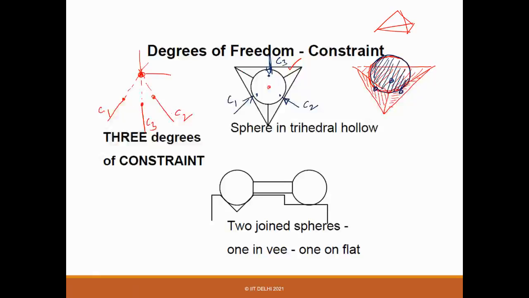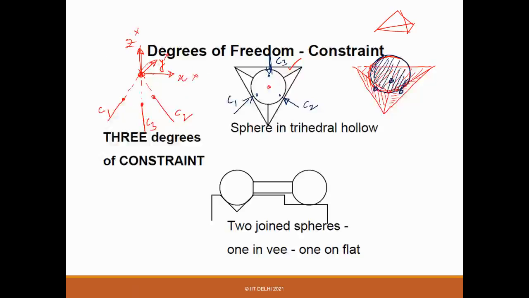So now if you talk about X, Y, and Z translation of this point, it cannot move. If you talk about this point, it cannot move along C1, C2, or C3. So all together, if you are able to resolve the component, you realize that you cannot have a motion along X, Y, Z, all the three translations. Not possible.